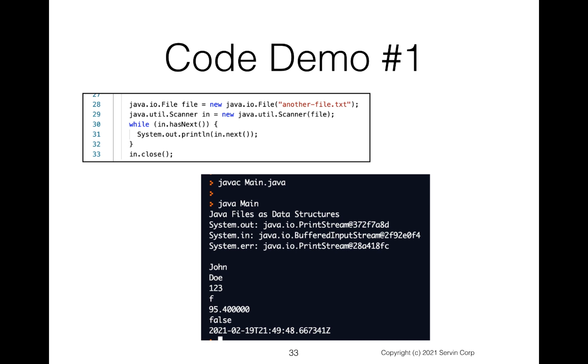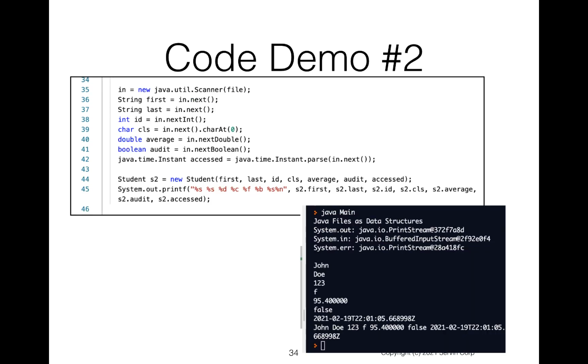We print it out by doing in.next. So in.next gets the next value. The values are called tokens, so basically we're getting the next token. And by default, the delimiter is a space, and so it is going past the spaces and getting the next item. And you can tell by the output there at the bottom, we get John Doe 123 F 95.4 false, and we get the date and the time. Of course, at line 33, we do a close on that, saying we're done with that file.